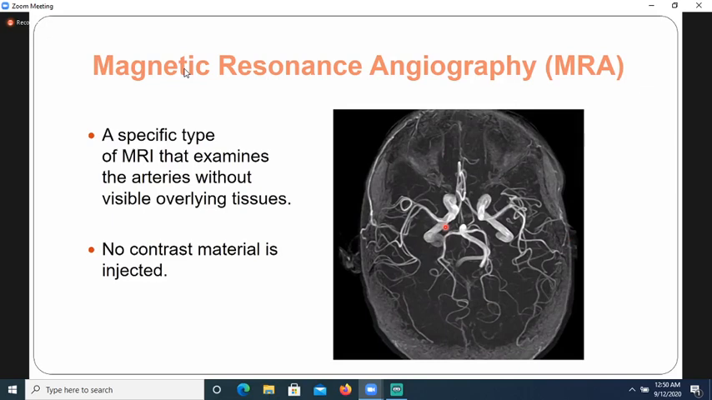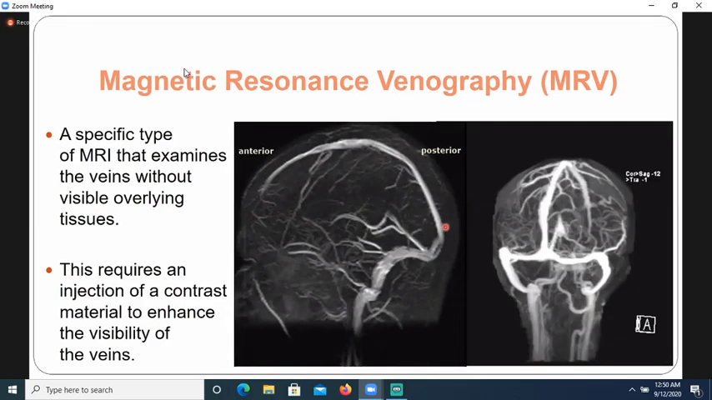Then the MR venography is the type of MRI that examines the veins and the dural sinuses. This is the superior sagittal sinus. This is the straight sinus, and this is the inferior sagittal sinus, vein of Galen, transverse sinus, and these are the cortical veins, which we see on the MRV. But in MRV, we use the contrast. In MRA, we do not use the contrast.